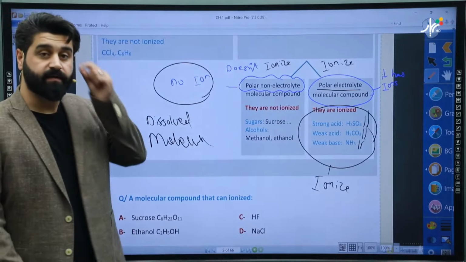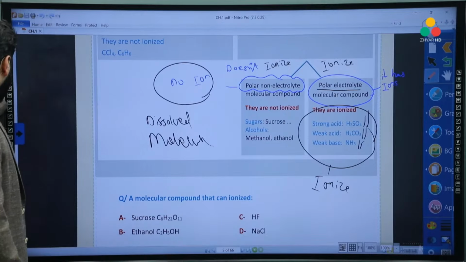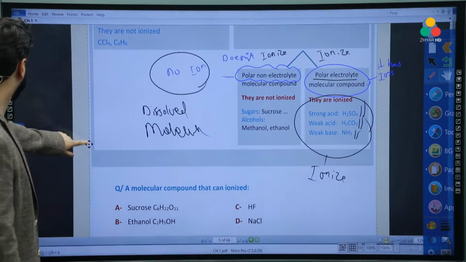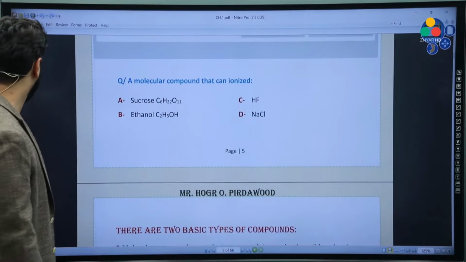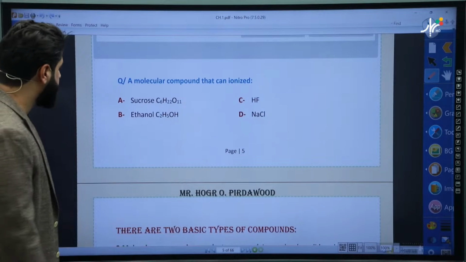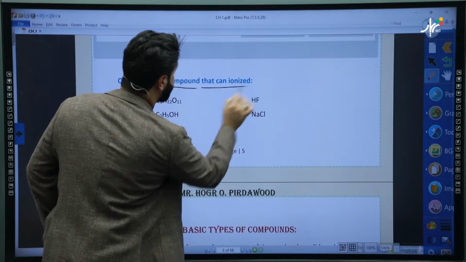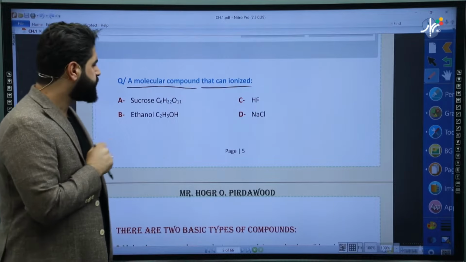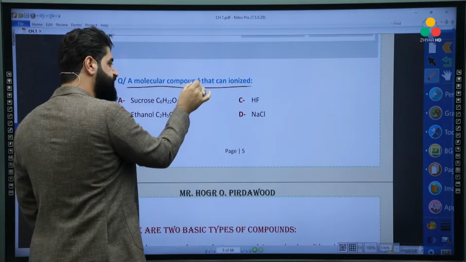Scarce, okay. They become a dissolved molecule. Okay, and now let's answer this question. Look. A molecular compound that can ionize. A molecular compound that can ionize. Okay. First of all, it must be molecular.